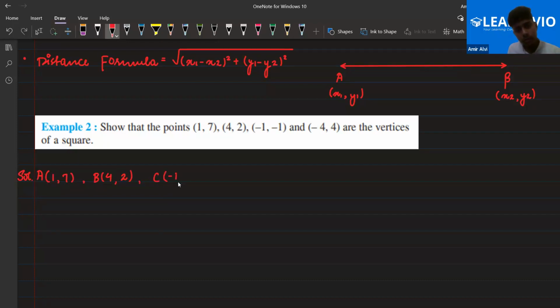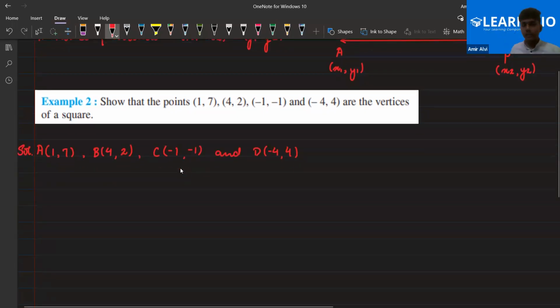C is minus 1 comma 1. And D is minus 4 comma 4. Okay. So Gianna, in this we have to show that the distance between AB, distance between BC, distance between CD, and distance between AD are equal.